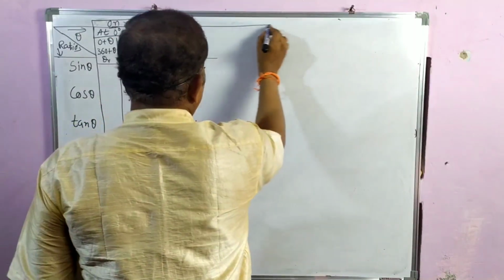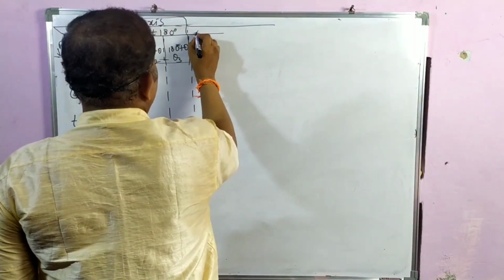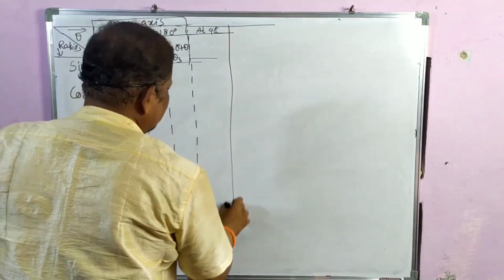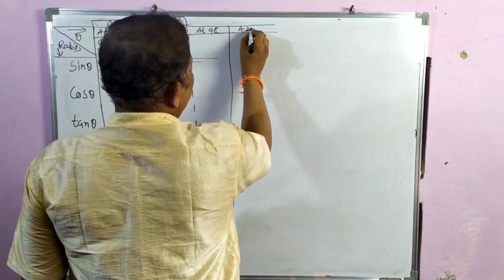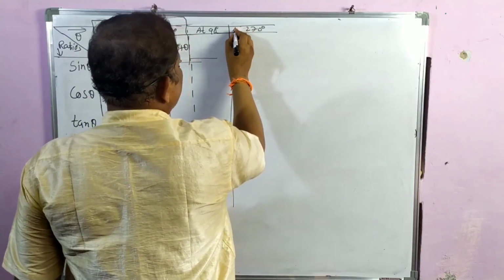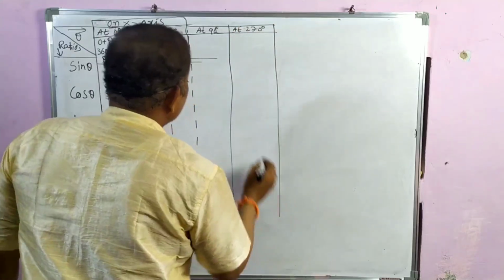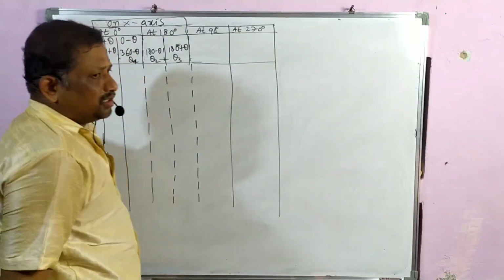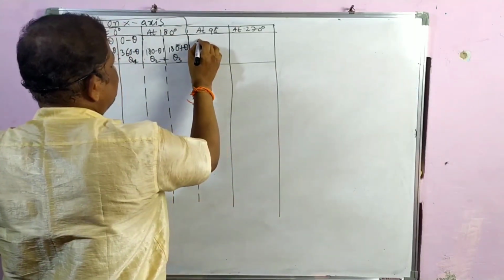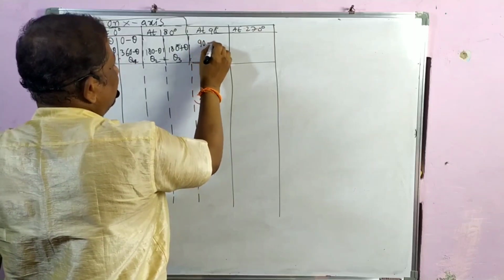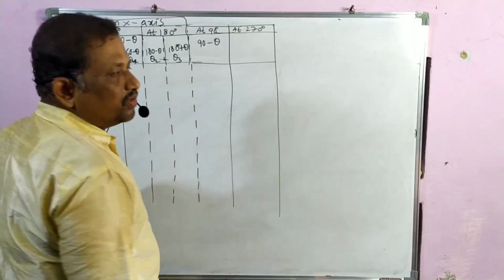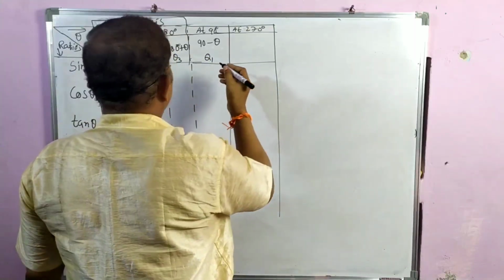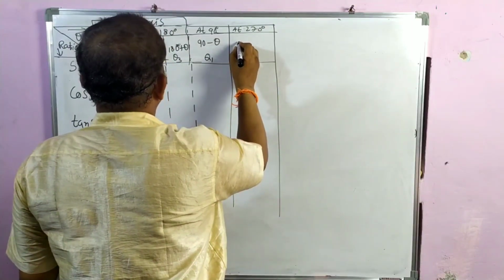So what are the y-axis operations? At 90 degrees, and next at 270 degrees. Now carefully observe here. 90 degrees, 90 minus theta. In which quadrant does it fall? First quadrant, Q1. Next 90 plus theta.